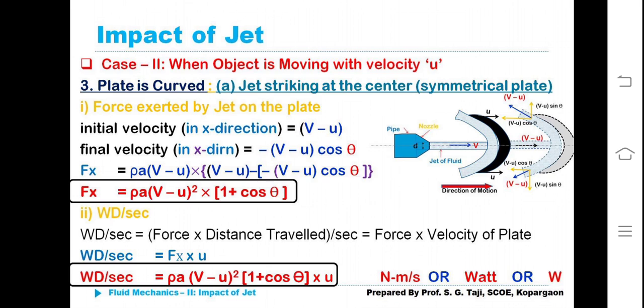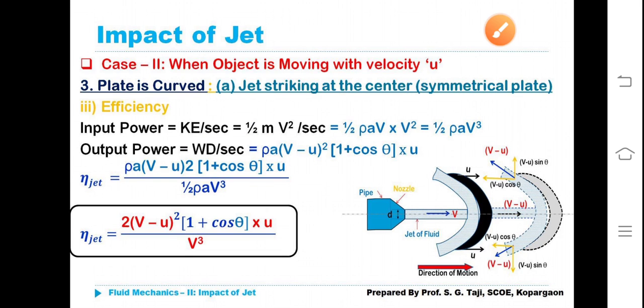Okay, next. Therefore, efficiency is equal to the ratio of output divided by input. Also, in some textbooks you can see output power divided by input power. Input power is nothing but kinetic energy per second, that is half m v squared.